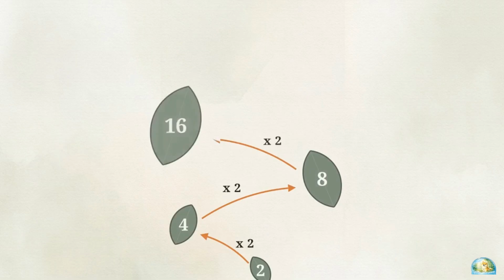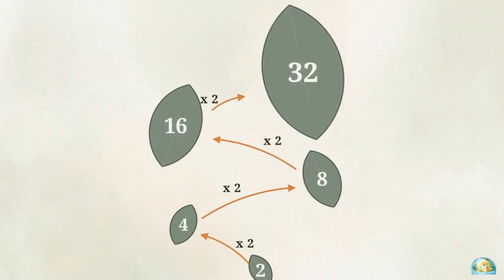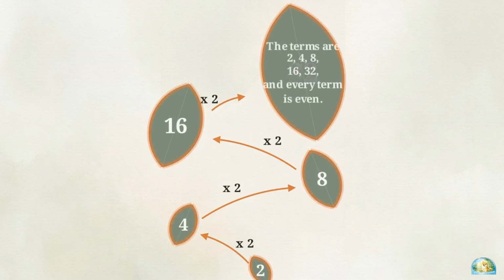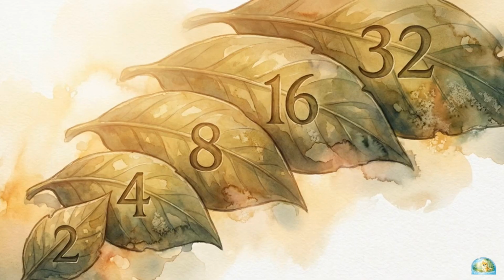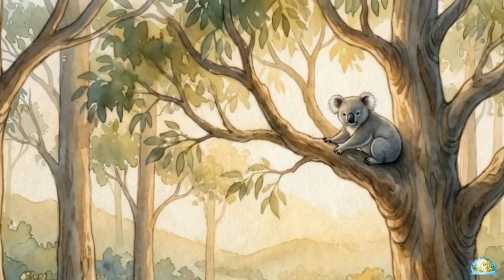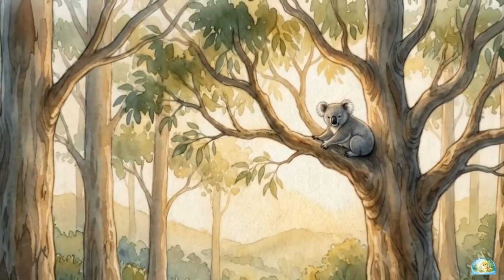This unformed crown is governed by rapid growth. Start from 2 and double the value. 2 becomes 4, then 8, 16, and 32. Every term is exactly twice the size of the one before. A consistent trait remains. Every term stays an even number. The terms are 2, 4, 8, 16, 32, and every term is even. The canopy bursts into its full height, completing the terrace.